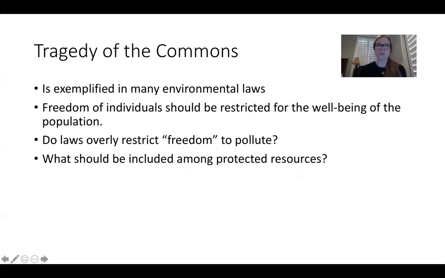Tragedy of the commons. Freedom of an individual should be restricted for the well-being of the population. So think of public health. Think of what's going on right now. Okay, we need to be aware of each other, but a lot of people are focused on themselves and not about the public, not about everybody else, not about their neighbors, but themselves. And so it's just such a huge controversy.